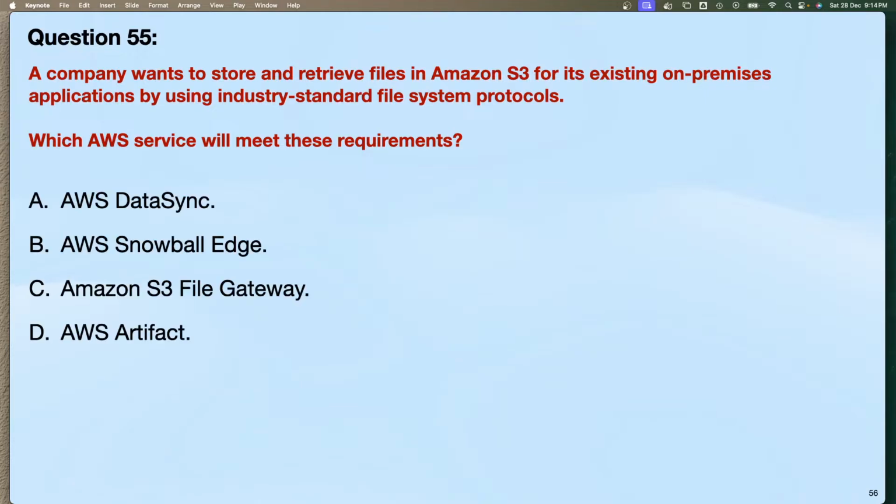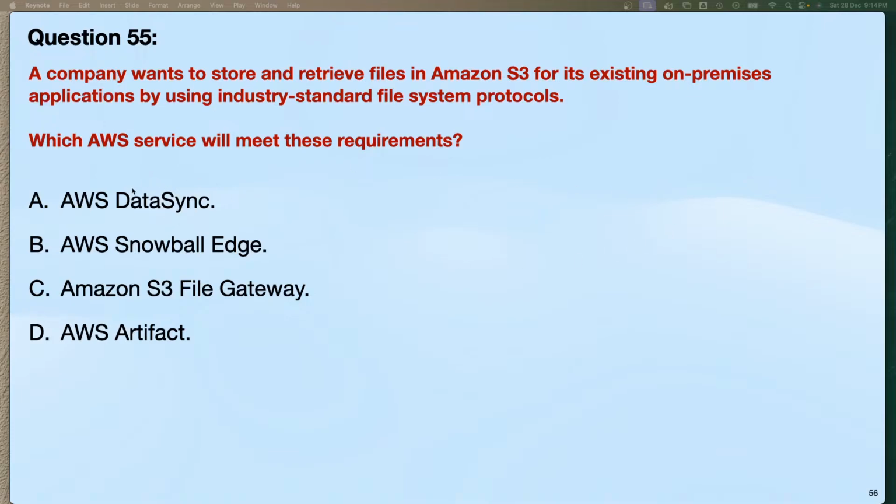So if I come to 55, a company wants to store and retrieve files in Amazon S3 for its existing on-prem application using an industry standard file system protocol. What they are trying to ask you here is, they have software on-prem and it needs to talk to Amazon S3 on the cloud, and they need an industry standard file protocol. The application is not running on AWS, not via SDKs. So what service will you use?